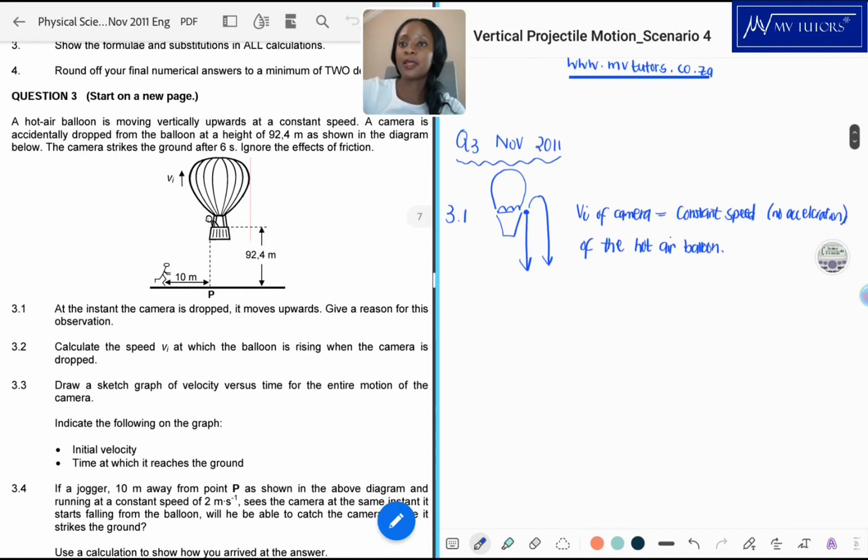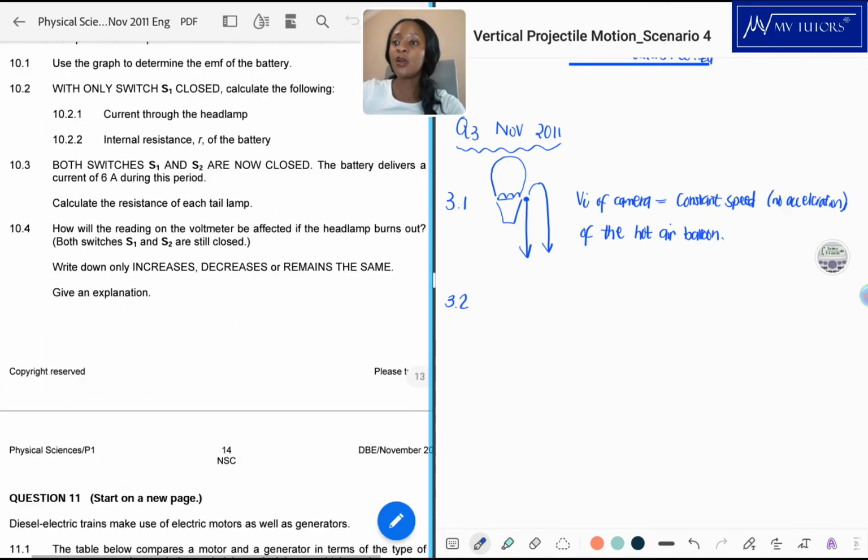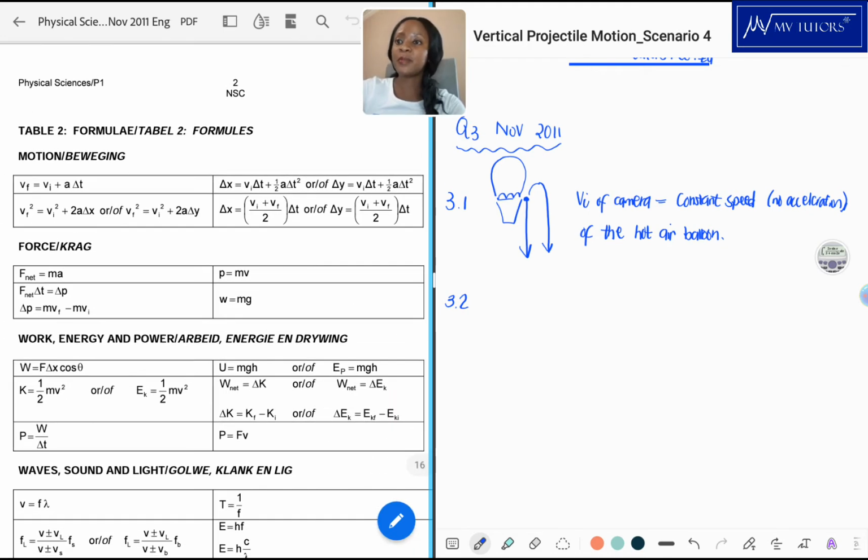Okay, that's 3.1. And now 3.2. Calculate the initial speed at which the balloon is rising when the camera is dropped. Okay, so this hot air balloon is not in free fall. It is the camera that is in free fall. So if we want to calculate the initial speed for the hot air balloon, since it is not in free fall, the only applicable equation would be this one here.